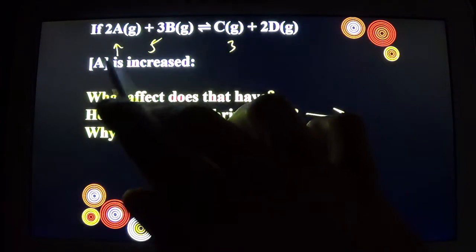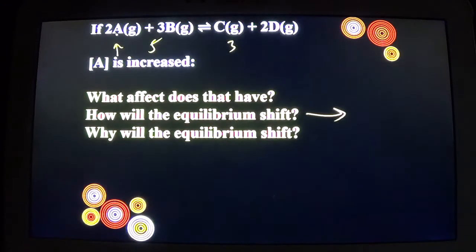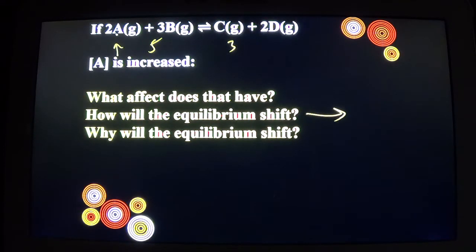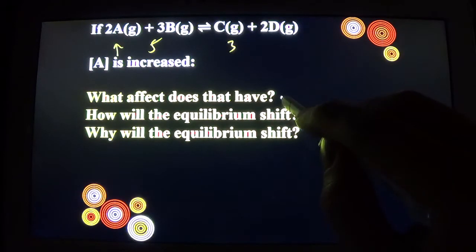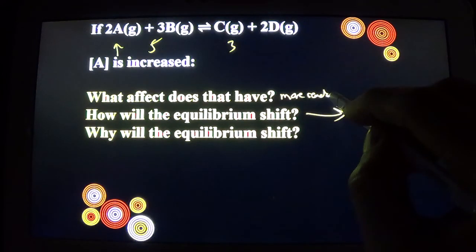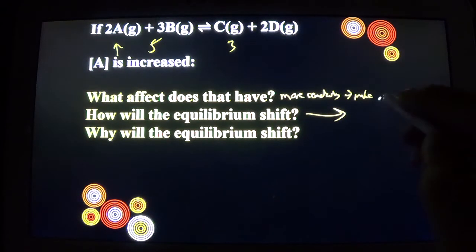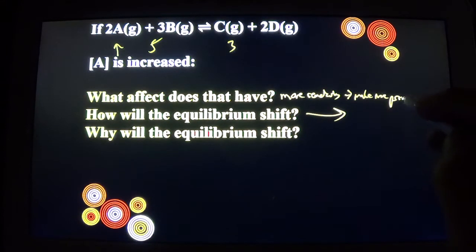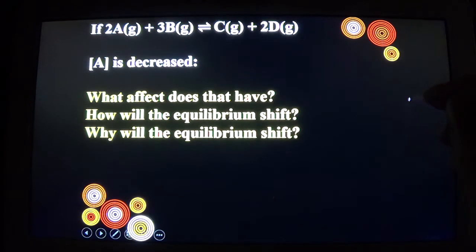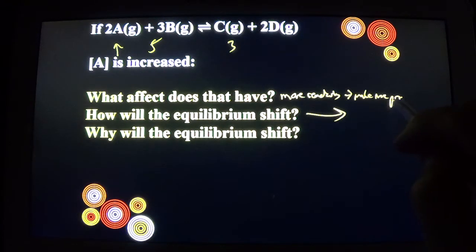Again, if I add in more A, here's a syringe with some more gas A. I'm going to poke it into my flask and squirt the extra gas in. That makes, for a moment, more reactants. How do I get rid of that? The reaction will want to make more products with it. That will minimize the effect of more reactants, to kind of use it up.